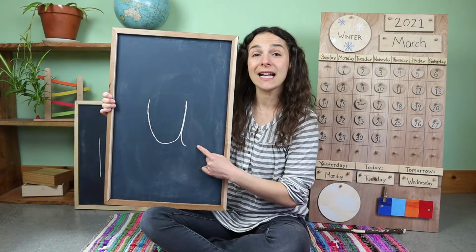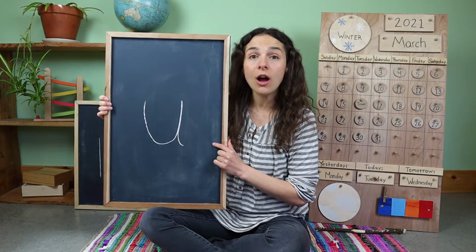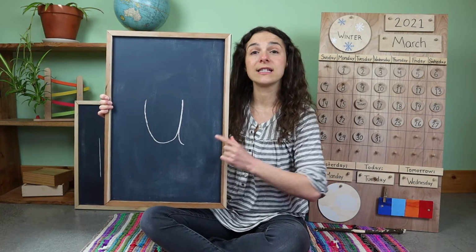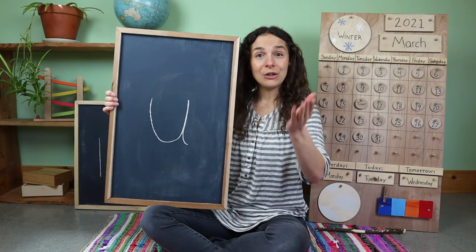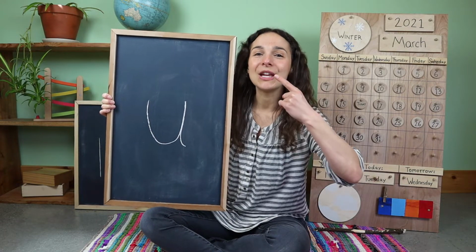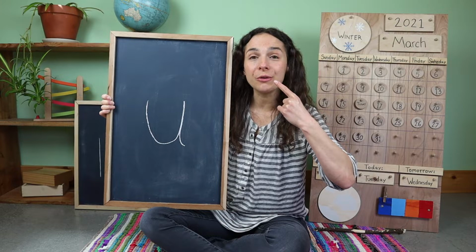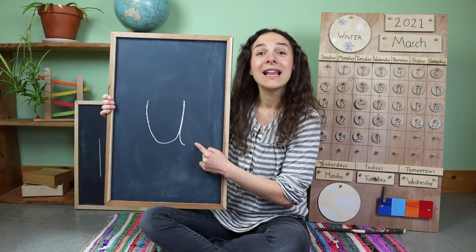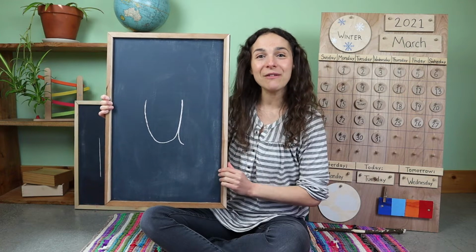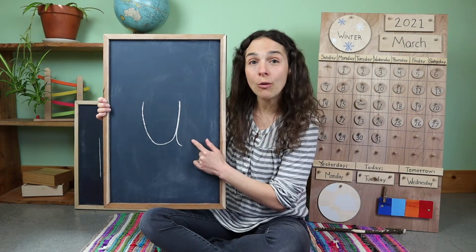Now, the second sound is a long sound that sounds like this. You. Can you make that sound with me? You. And do you know what letter this is? The letter U. That's right, friends. And this is a lowercase u.